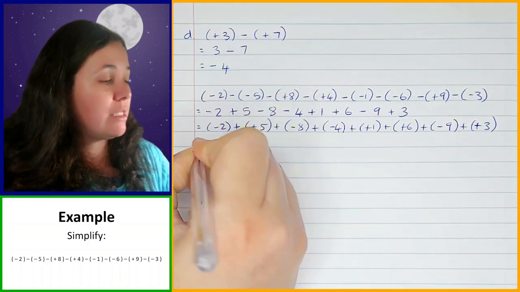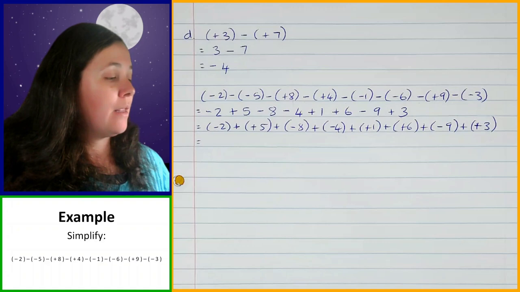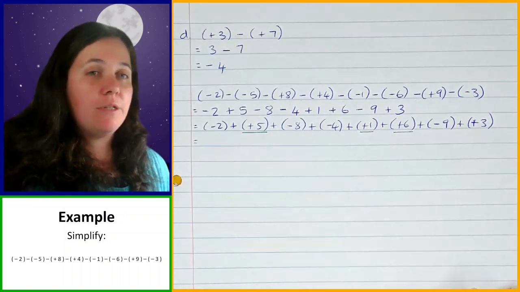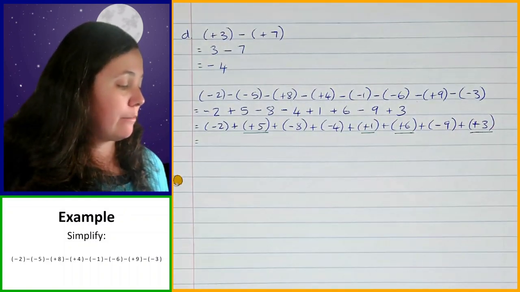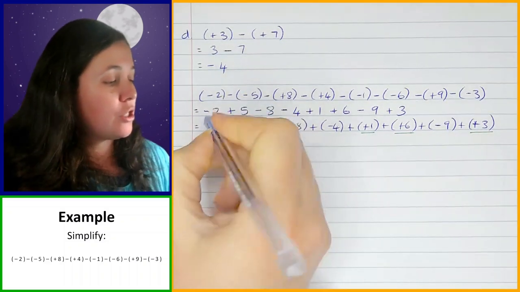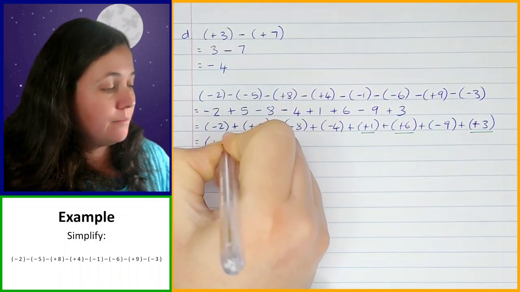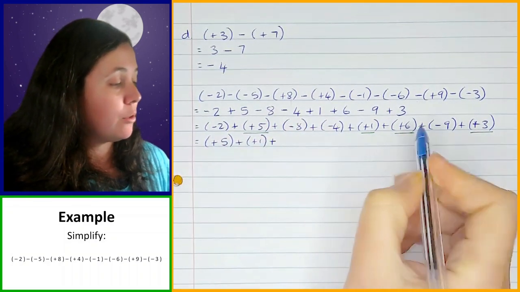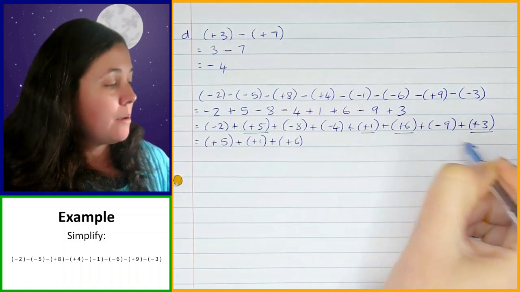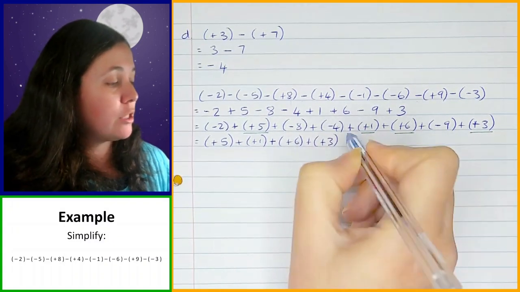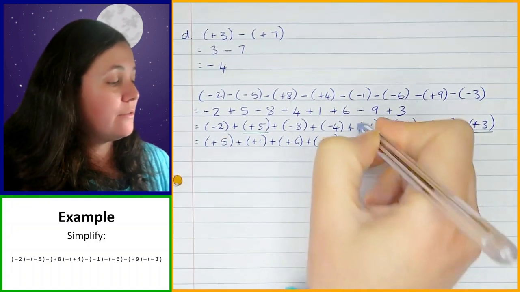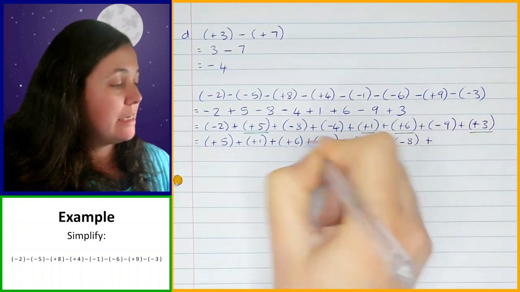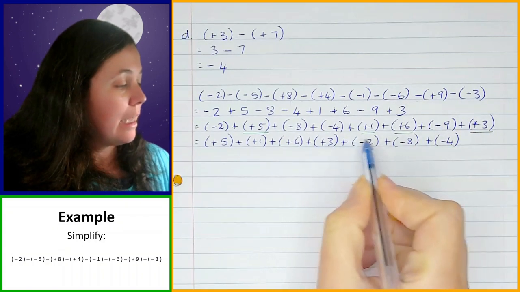Okay, so what I'm going to do now is I'm going to go and find all of my positive integers. There's a positive integer. There is a positive integer. There is a positive integer. And there is a positive integer. And I'm going to write all of those first. So that is positive 5. Then positive 1 plus positive 1 plus positive 6 and then plus positive 3. So those are all my positive integers. Then I have plus negative 2 plus negative 8 plus negative 4 and then plus negative 9.